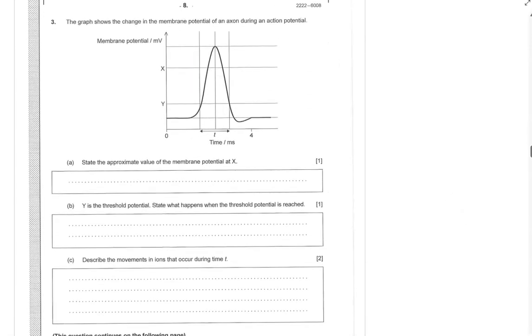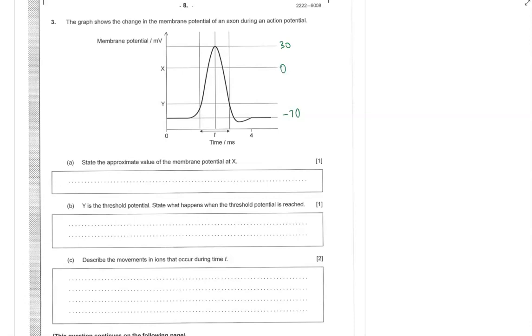Okay, question 3. So we've got a membrane potential graph here showing membrane potential of an axon during action potential. State the approximate value of the membrane potential at X. Okay, so X is nicely situated between the bottom and the top. Looking at the approximate values, X is going to be 0, isn't it? Because this is going to be 30. That's going to be minus 70. So that's going to be your 0 there.